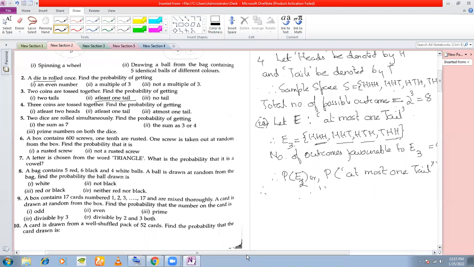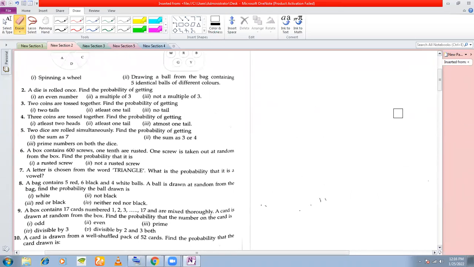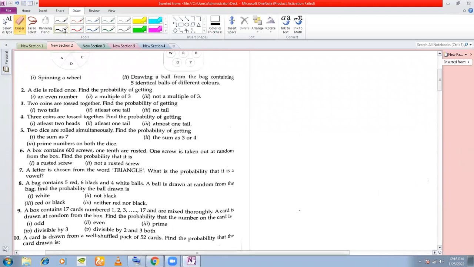So let us move to the next sum, which is number 5. This time the experiment has changed. In question number 5, the experiment is with 2 dice. When 2 unbiased dice are rolled, what is the sample space? The question states 2 dice are rolled simultaneously. Find the probability of getting, and you have 3 questions. So your random experiment here is 2 dice rolled simultaneously, right? So what are the possible outcomes in this case? The sample space S.